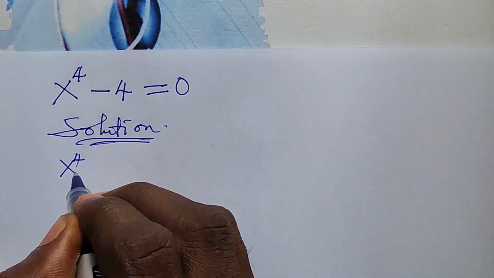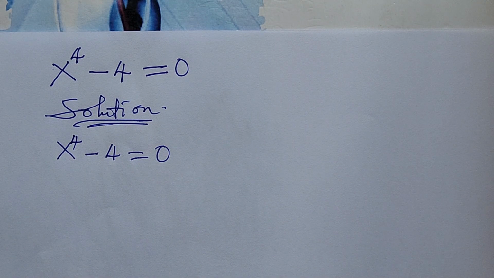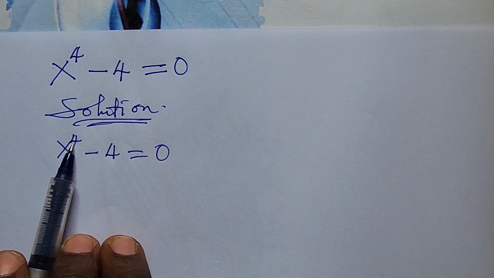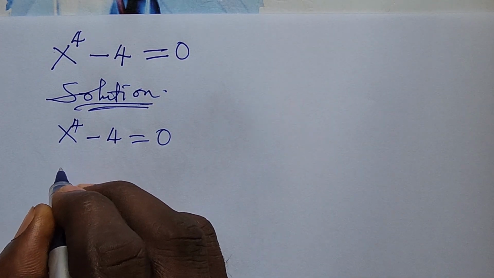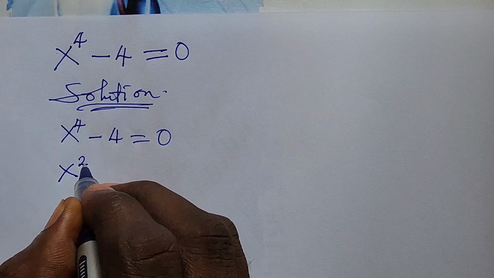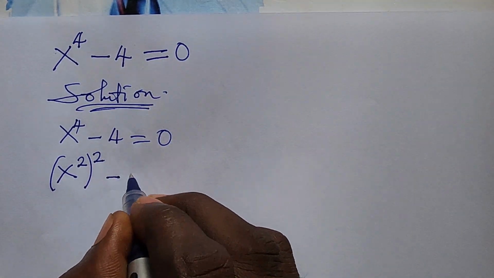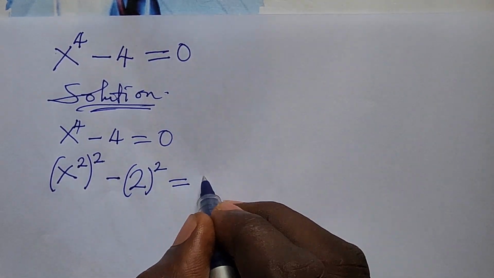All right, so the question, we said x to the power of 4 minus 4 equal to 0. So the first thing we do here is to remember some of our algebraic identities and some of the formulas in algebra. Now we can rewrite this because this is a perfect square, and we can also rewrite this power here. So how do we rewrite this? We can write this as (x to the power of 2) to the power of 2 minus (2) to the power of 2, everything equal to 0.